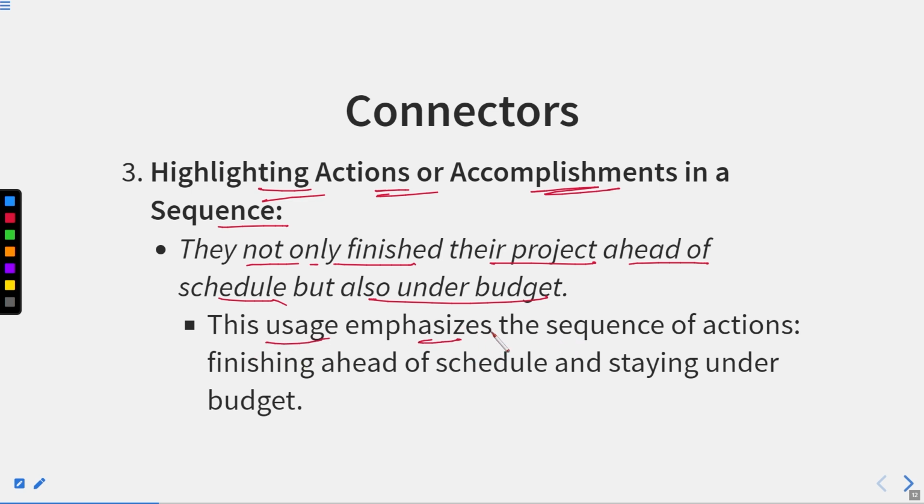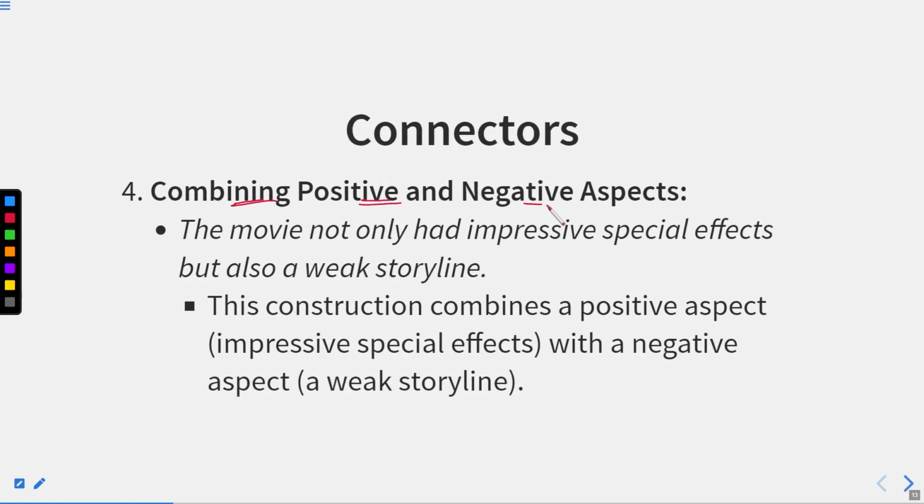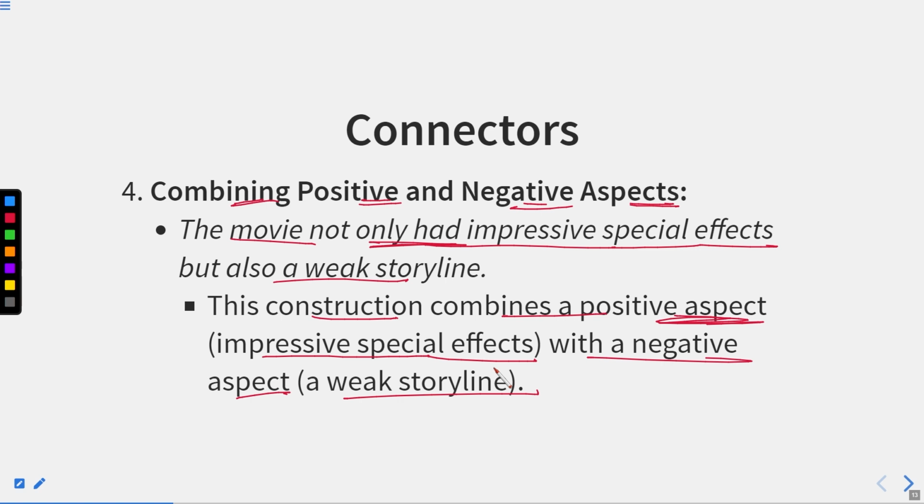This usage emphasizes the sequence of actions. First of all, finishing ahead of schedule and staying under budget. Okay. Now the fourth one, combining positive and negative aspects. The movie not only had impressive special effects but also a weak storyline. This construction combines a positive aspect, impressive special effects, with a negative aspect of weak storyline. So, though it is done rarely, it can be done as well. It means the critics or some points against or some points in favor can be framed in a single sentence using not only but also.